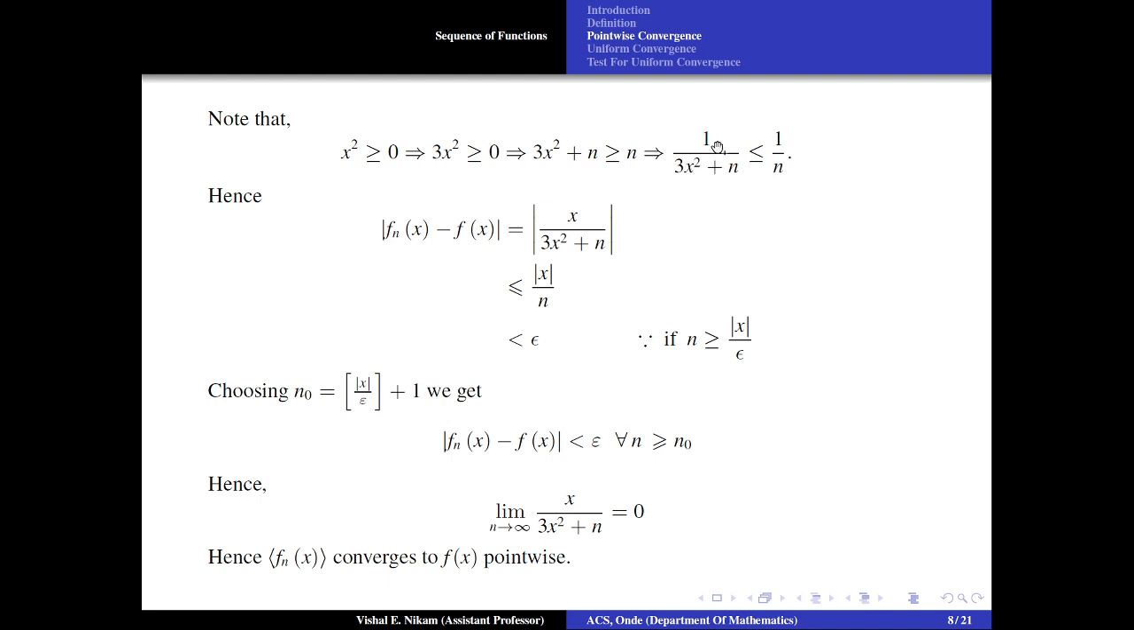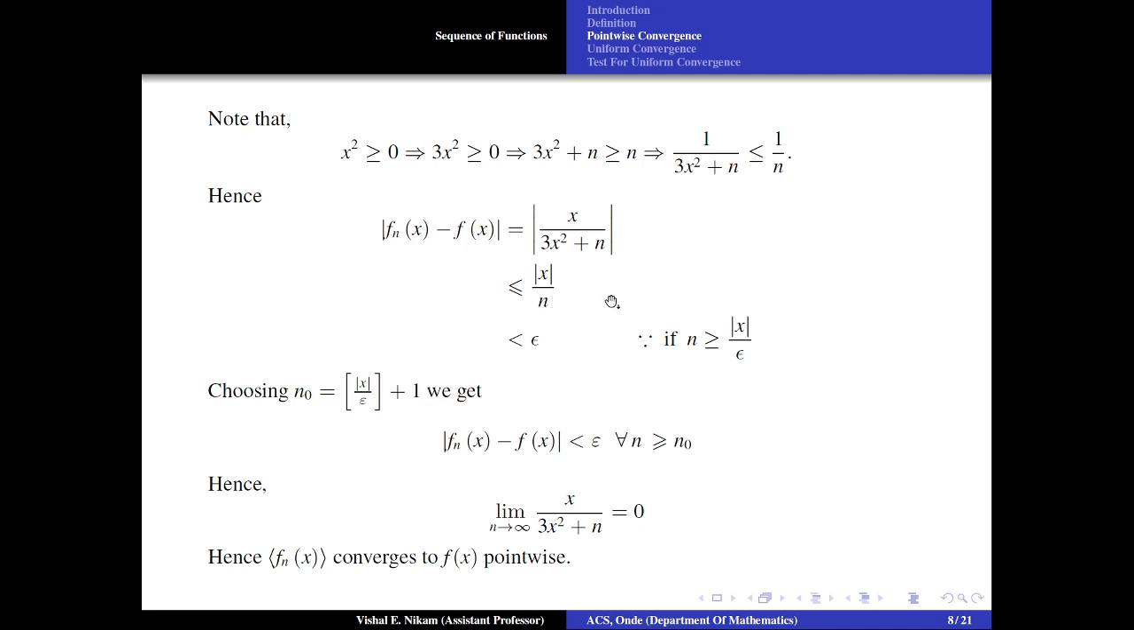Now we can see that 1 upon 3x square plus n is less than or equal to 1 by n, because 3x square plus n is greater than or equal to n. Because x square is a positive number, 3 into x square is also a positive number, so 3x square plus n is a number greater than n, because n is also a positive number. Hence, mod of fn of x minus f of x is equal to mod of x upon 3x square plus n. But 1 upon 3x square plus n is less than or equal to 1 by n, so this is less than or equal to mod x upon n.